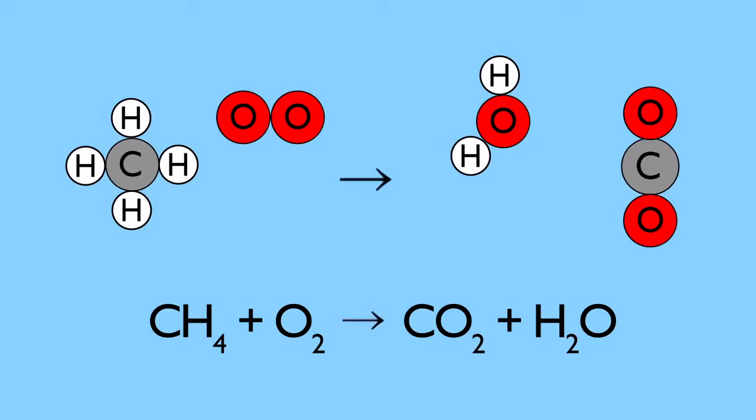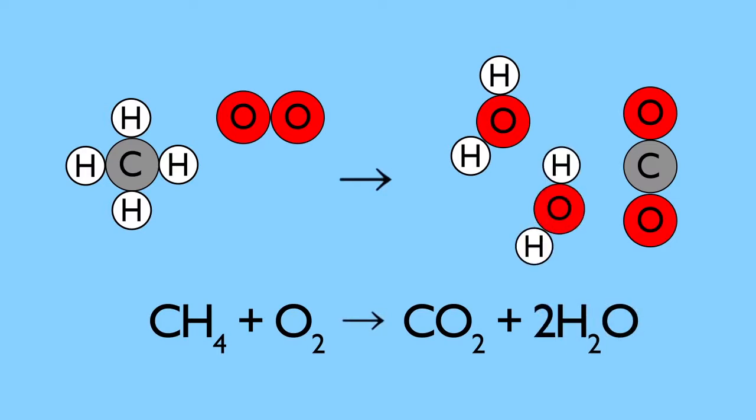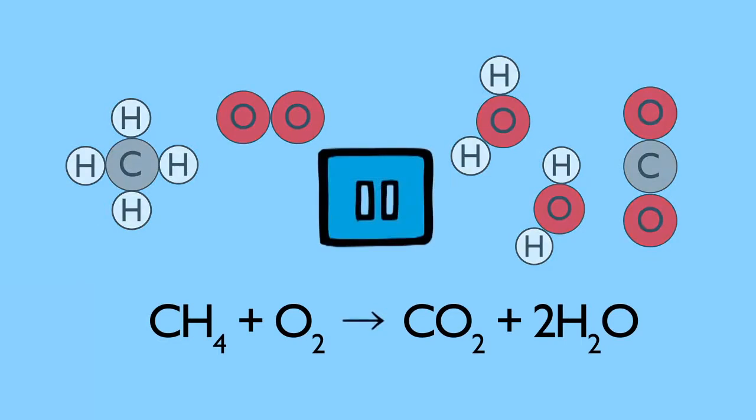Carbon, 1 each side, oxygen, 2 to start with, but now 3, hydrogen, 4 to start with, but now only 2. To balance the hydrogens, we need to add 2 more hydrogens on the right. To do this, we add another water molecule. Pause and count. Is it balanced now?